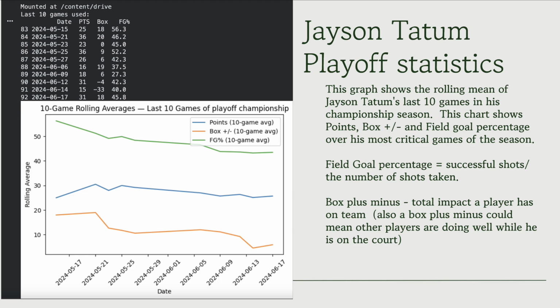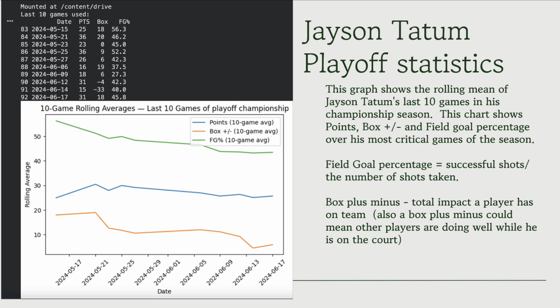First of all, let's describe a few terms here. This graph measures the box plus minus, which is basically the total impact a player has on a team, the field goal percentage, and the points. All right, so in the last 10 games of Jayson Tatum's season, he plays the Pacers and the Mavericks. And when he's against the Mavericks in the Finals games, his field goal percentage goes down quite a bit.